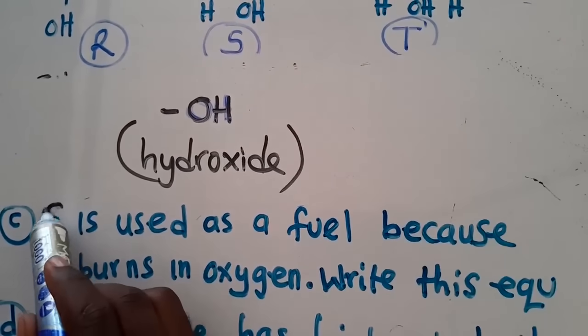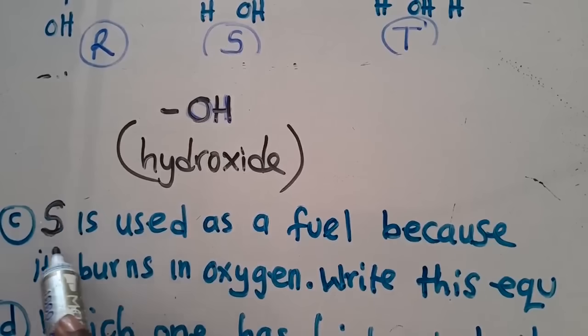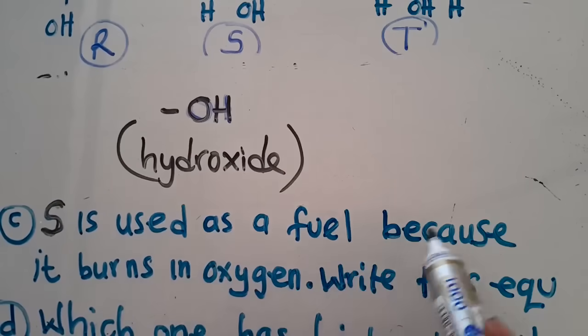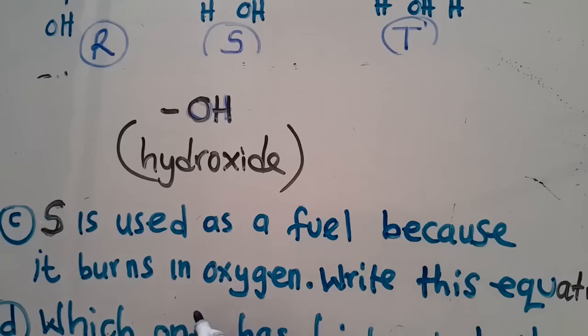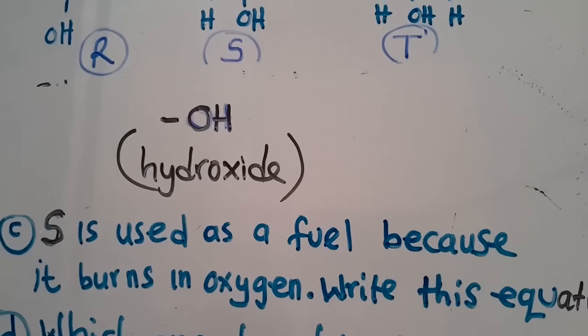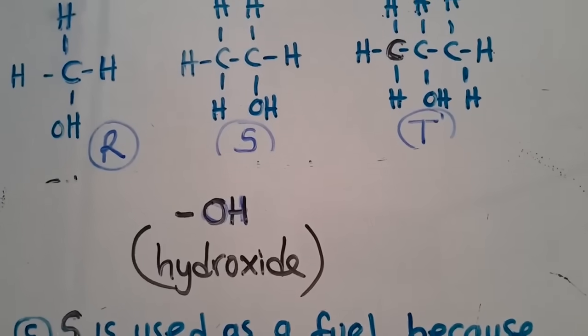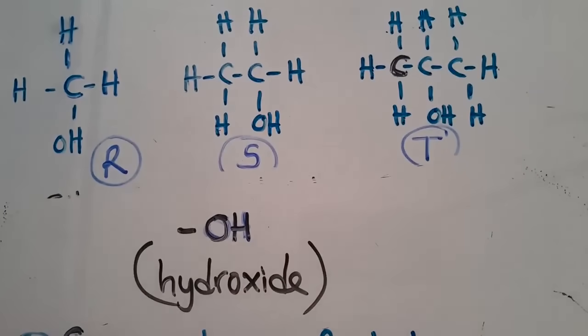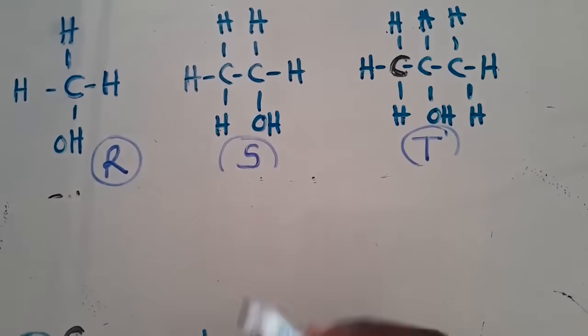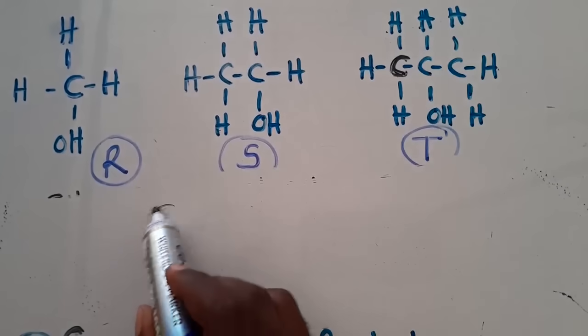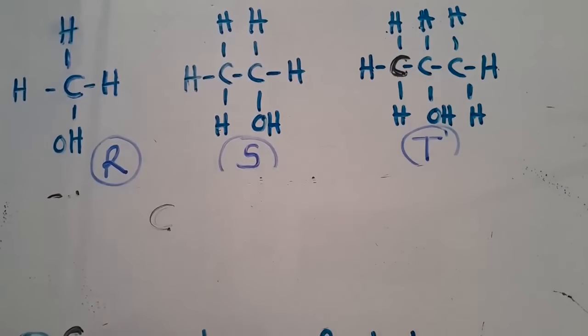Ethanol is used as a fuel because it burns in oxygen. You are told to write this equation. Where is ethanol? Ethanol is here. It is C2, so it is like this.